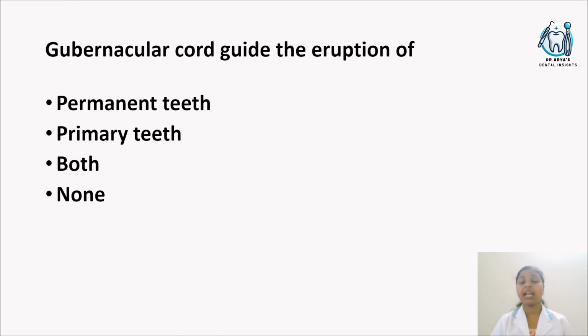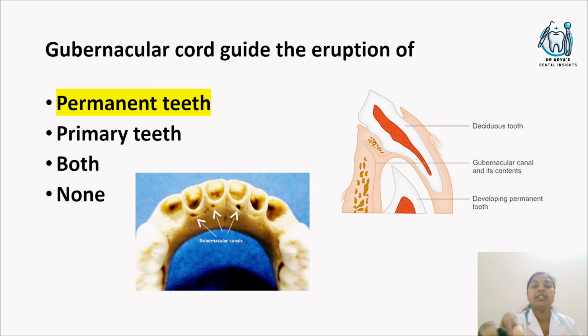Gubernacular cord guide the eruption of permanent teeth, primary teeth, both or none. So the answer is permanent teeth. So these are the gubernacular canals. And here this is the deciduous tooth, this is the gubernacular canal and its contents, and this is the developing permanent tooth. So this cord guides the eruption of permanent teeth. Okay, not the primary teeth. This is very important. Okay.